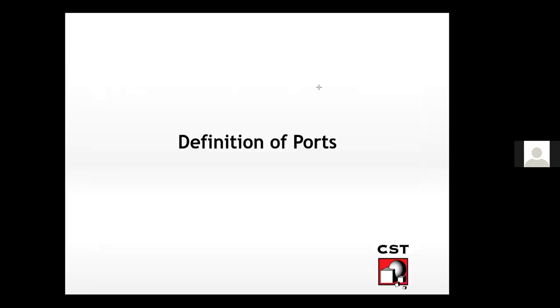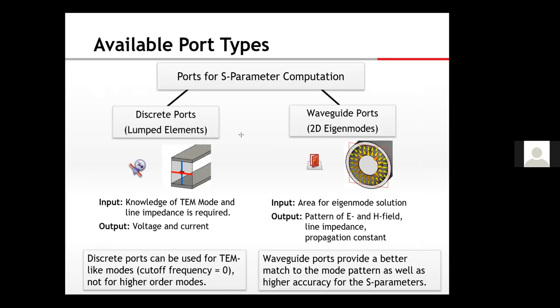Now, if you are done with all this, the definition of port comes next. This is very, very important. The two definitions are the discrete port and waveguide port. Other than these two, there are other ports like plane wave, which can be circular, right hand circular, left hand circular, linearly polarized and vertically polarized. The knowledge of TM wave line impedance is required in the discrete port, so you must provide the impedance value. You don't need to provide the impedance value in the waveguide port. The area of eigenmode solution is required, and the E and H field pattern is required.